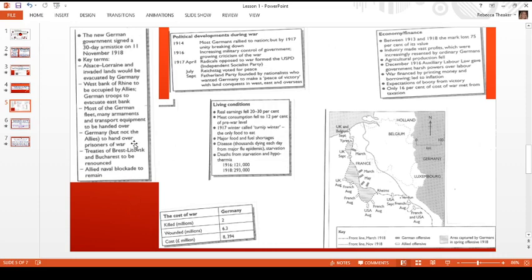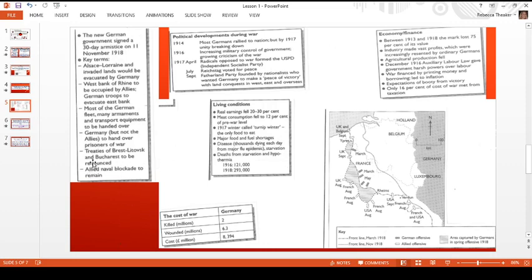Germany had to hand over prisoners of war, so any British or French or any Allied soldier that had been captured by the Germans had to be freed, but not the other way around. So if Britain or France had any German prisoners of war, they had to stay in prison. So again, you can see how that's quite unfair.